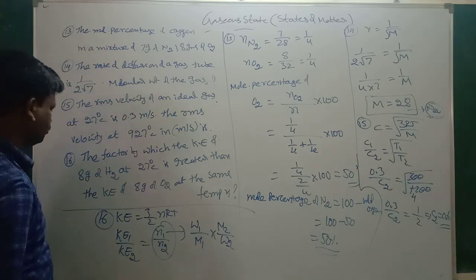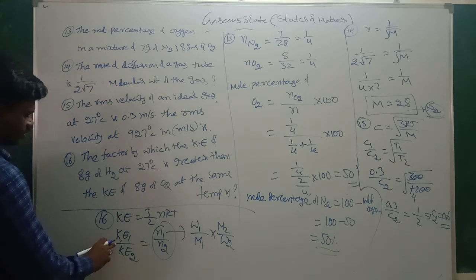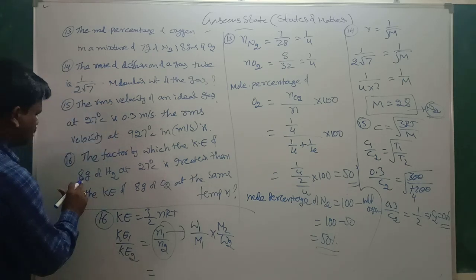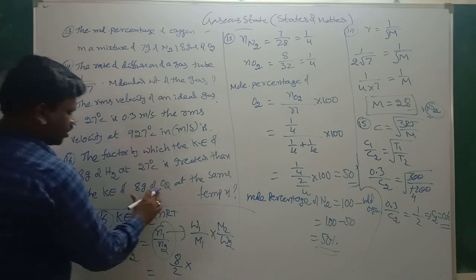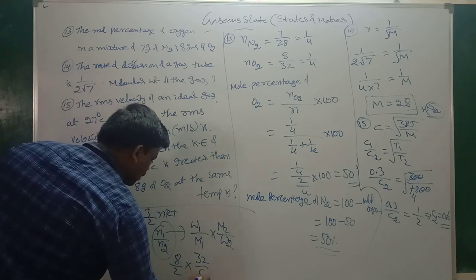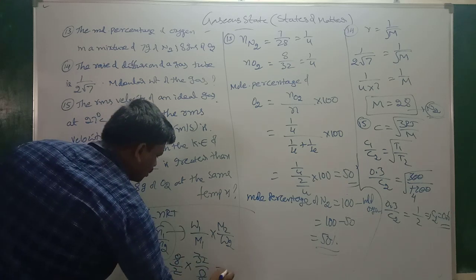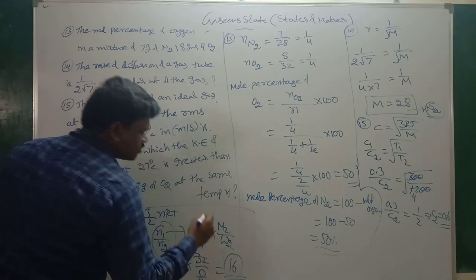Here, KE1 by KE2 equals 8 grams of hydrogen, 8 by 2, and 8 grams of oxygen, 32 by 8. Then it is equal to 16.